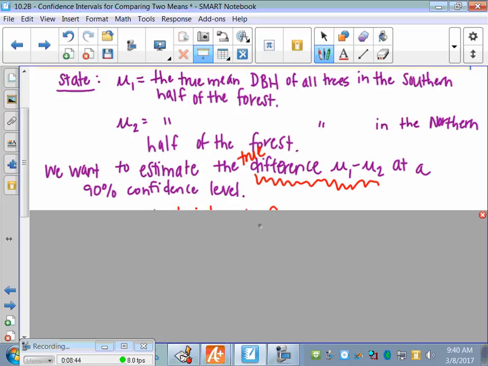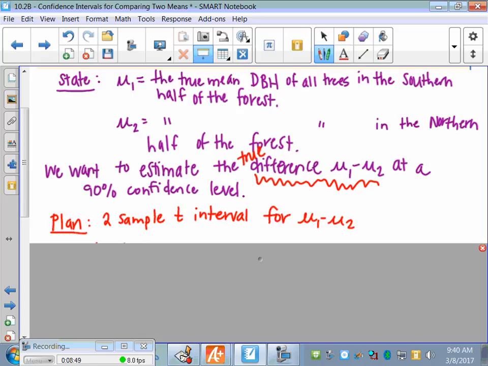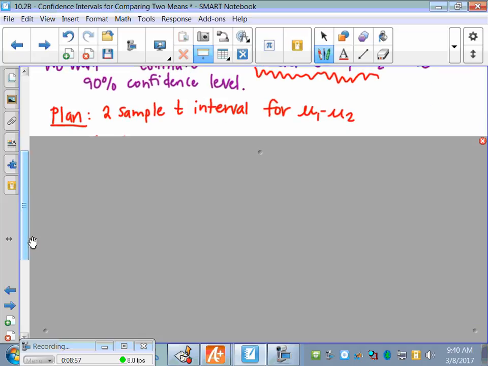Okay, what's the name of the test, you guys? Two sample Z interval. Good, good. All right, you guys, it's two sample. It's T because we're doing means. So means are always going to be T. If we're doing proportions, we use Z. So two sample T interval for mu1 minus mu2. It's interval because we're doing confidence interval. Otherwise, it'd be test, right? Yeah.